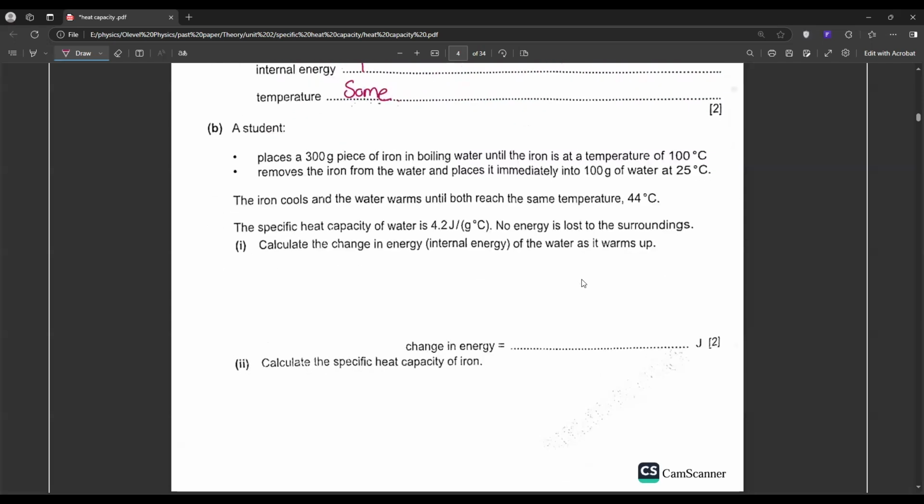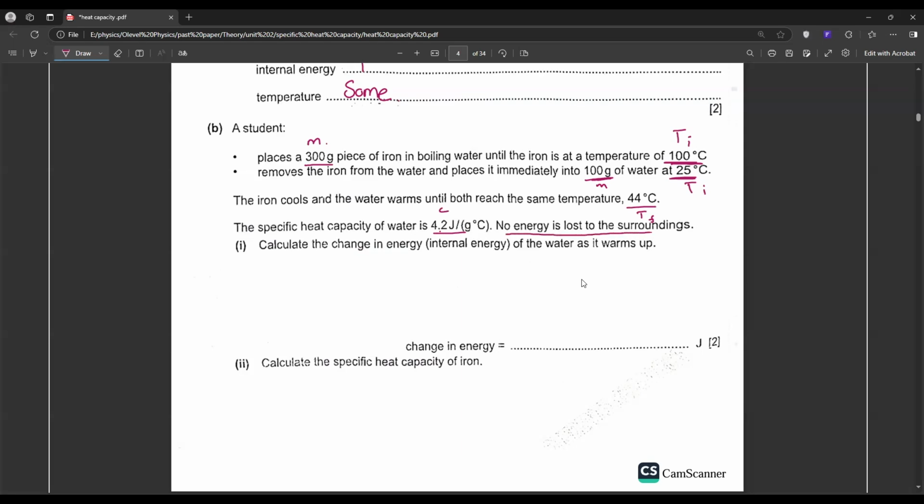A student places a 300-gram piece of iron in boiling water until the iron is at a temperature of 100 degrees centigrade. Okay. So the initial temperature of iron is 100 degrees centigrade. You have the mass as well. He removes the iron from the water and places it immediately into 100 grams of water at 25 degrees centigrade. This is the mass of water, this is the initial temperature of water. The iron cools and the water warms until both reach this final temperature. The final temperature of both of them is given to you. The specific heat capacity, small c, of water is also given to you.